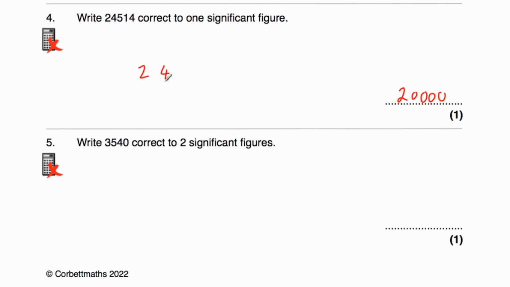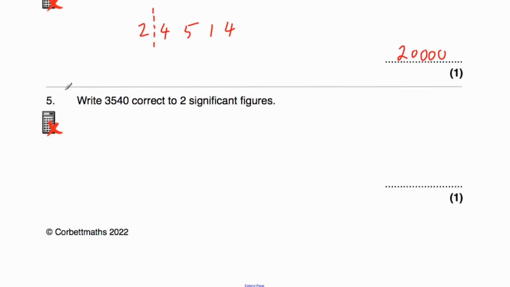Again, we could write our 24,514, and because we want to round it to one significant figure, we can do a dashed line after the first significant figure. We can look at the second significant figure, which is a 4. That means we're going to round down, so the answer would be 20,000.